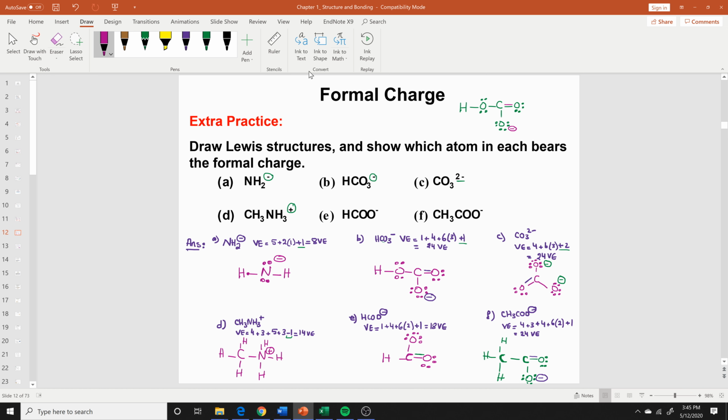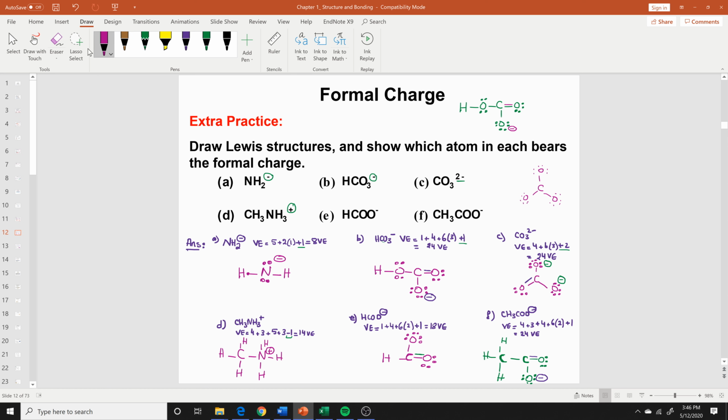CO3 2 negative, same thing. Draw the carbon with the 3 oxygen bonds. I have 24 valence electrons. Just go ahead and fill them. I have 6 so far, 7, 8, 9, 10, 11, 12, 13, 14, 15, 16, 17, 18, 19, 20, 21, 22, 23, 24.